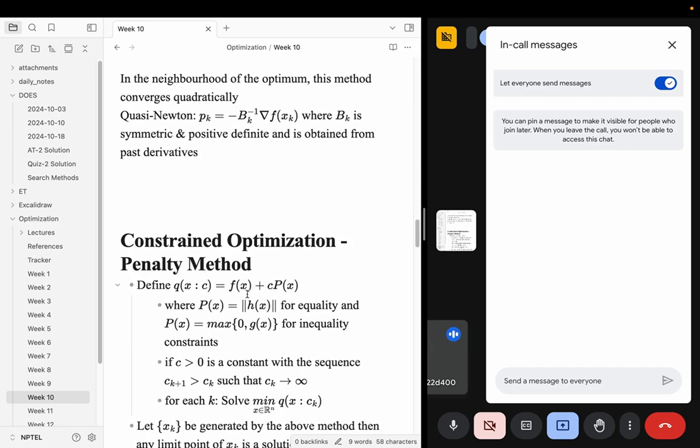Then come the constrained optimization problems. How do we convert from constrained to unconstrained? By adding something called a penalty function. What this penalty function does is, if the particular point satisfies the constraint, then this penalty will be 0.